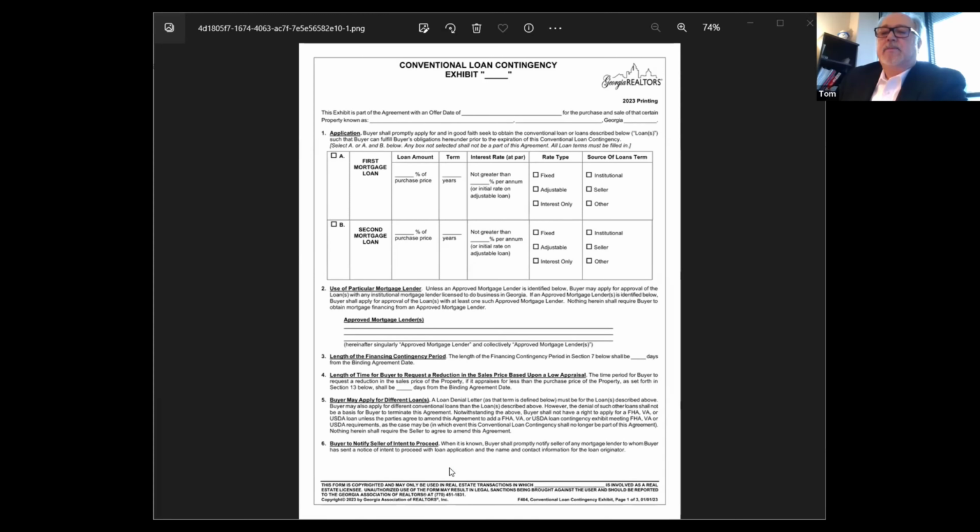And one other question, Tom, you said we get the notice to proceed from the lender. So the lender has that form and then we attach it to our GAR notice form. That's what I would do. That would be my best practice if I were you.